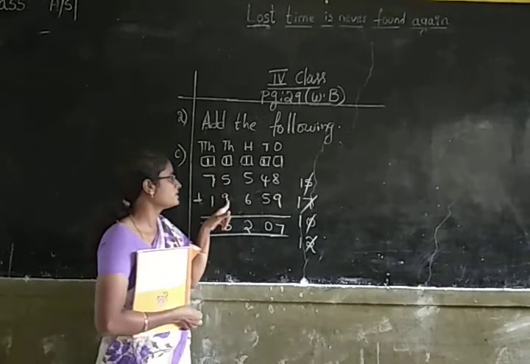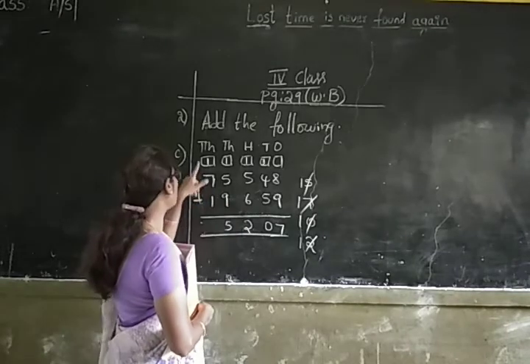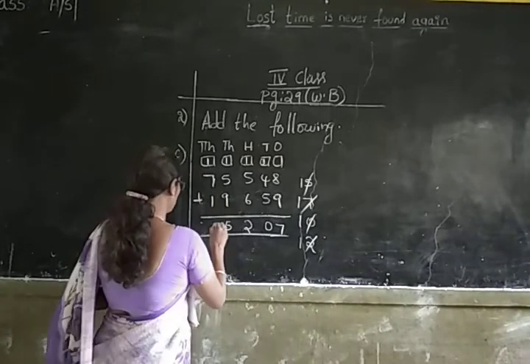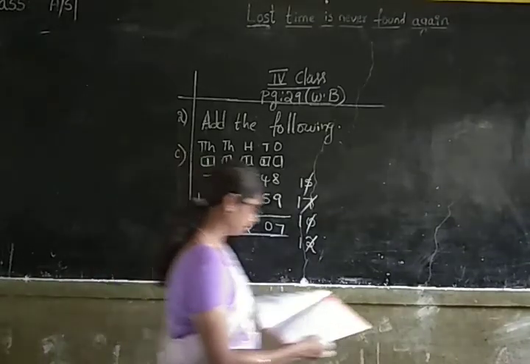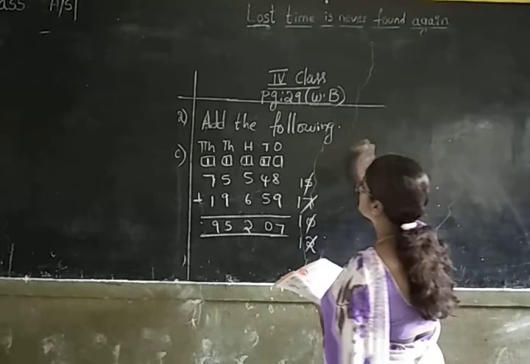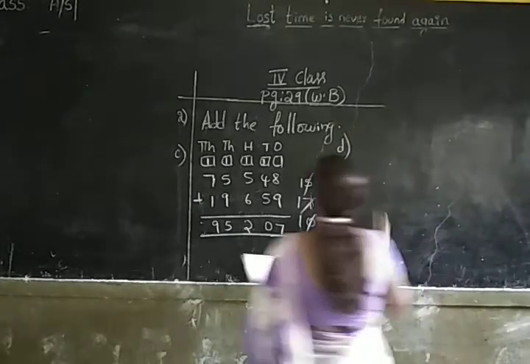After adding the numbers in thousands place, you have to add the numbers in 10,000s place. 7 plus 1 is 8 and 8 plus 1 is 9. After doing the C sum, let us do the D sum.